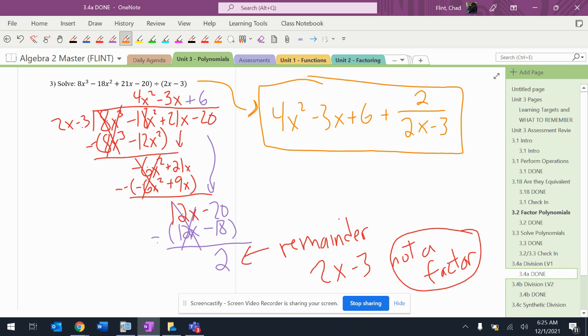Now, it's not a factor, so if you were factoring it, it wouldn't do you any good to have that. But if it just says, hey, divide this, that's the answer right there. 4x squared minus 3x plus 6 with that remainder left at the end.